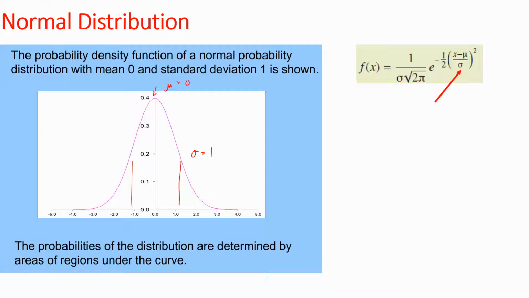We call this a standard normal. This is what we love. This is all we know. They know this curve, and this is the curve they love. It's symmetrical, mean is 0, standard deviation 1. That's why it's beautiful.